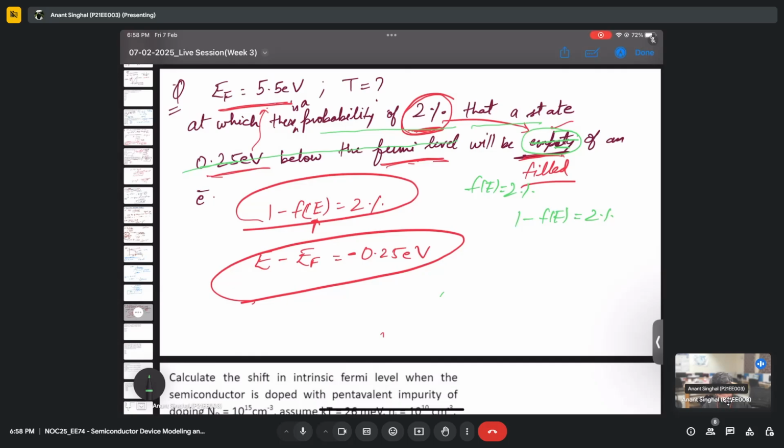And the second thing it is saying is that this state is 0.25 electron volt below the Fermi level. So let's say this state is E1, and this is EF, 0.25 electron volt below. So E1 minus EF will be minus 0.25, right? Any doubts? Yeah, got it. So you now need to compute the temperature. Can you do it? Please let me know if you are trying.